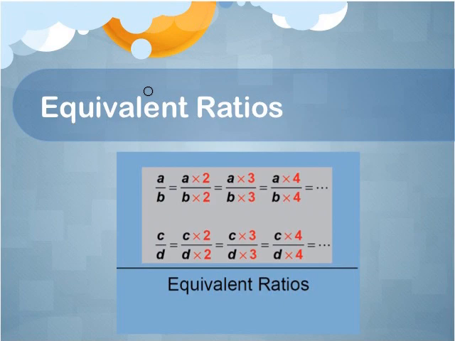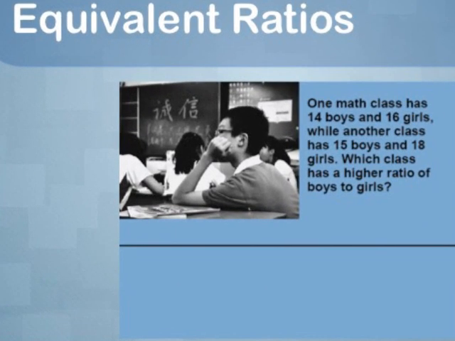Let's look at an example. One math class has 14 boys and 16 girls, while another class has 15 boys and 18 girls. Which class has a higher ratio of boys to girls? Here we are looking at two ratios, but in each case, it's a similar type of ratio, boys to girls.